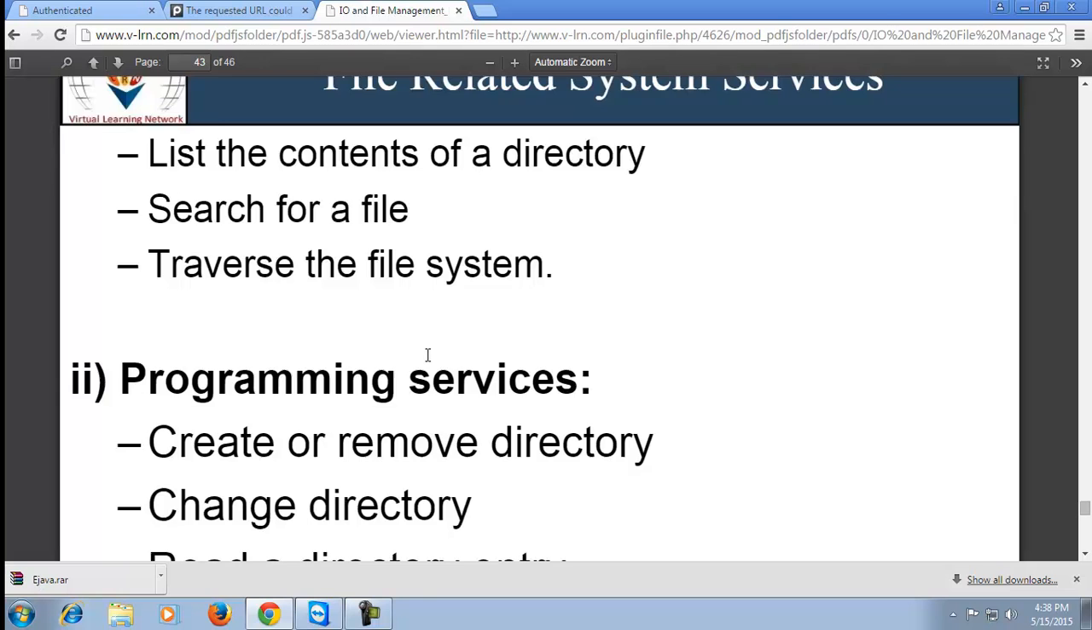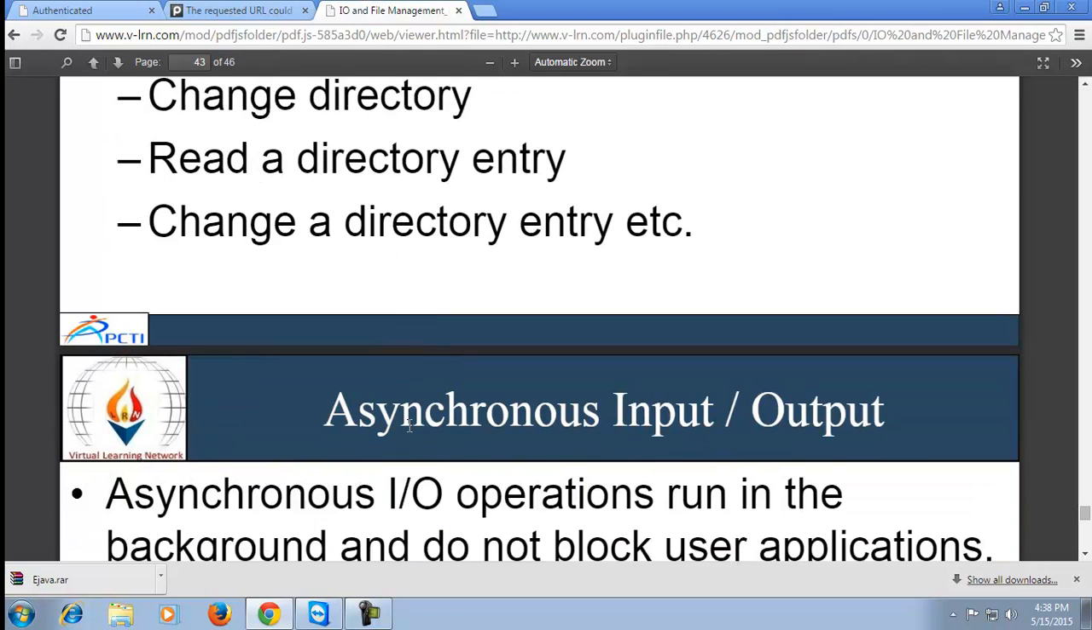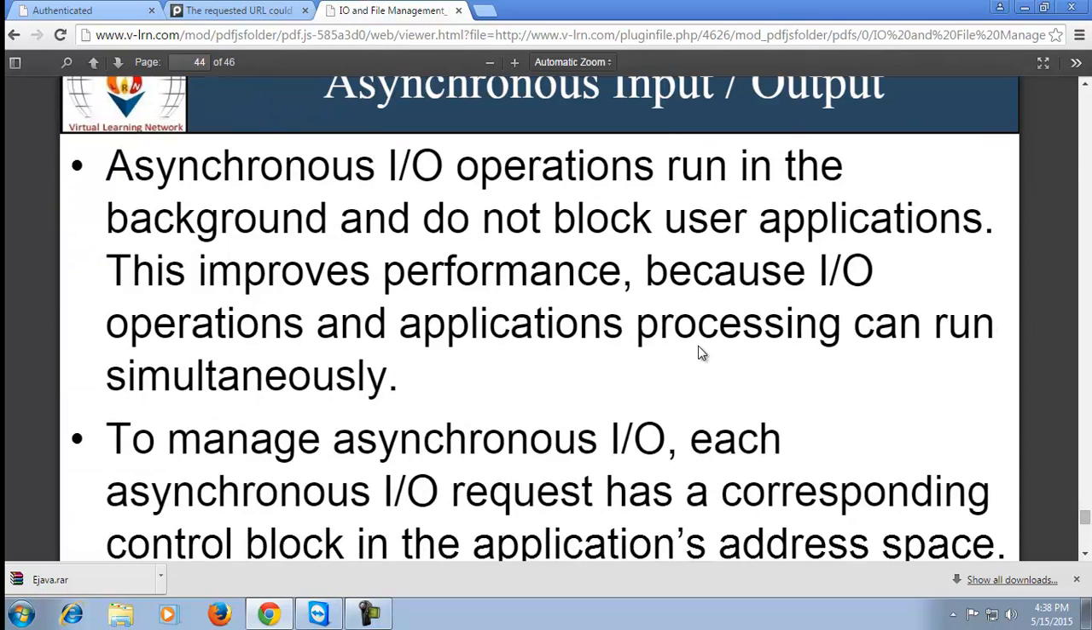Now the programming services. In this we have the create or remove directory services, change directory services, and then we have the change directory entry also, in which we have the read and change directory operations facility. In that way we have the option of providing input in an asynchronous way as well as output. Asynchronous input output operations run in the background and do not block user applications. This improves performance because input output operations and application processing can run simultaneously.